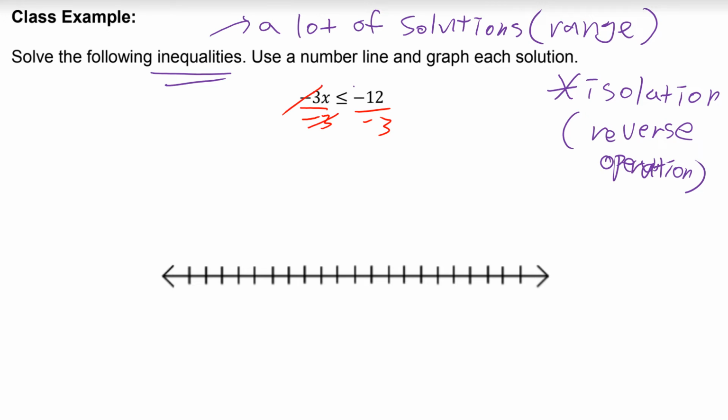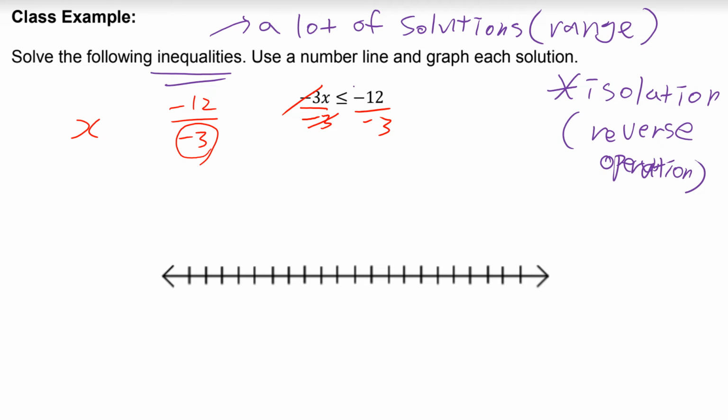Now that means x will be gone. So here's what happened. X, and I'm not going to put any symbols yet, on the left side, and on the right side we have negative 12 divided by negative 3. Did you notice that I included the sign? In this case, divided by negative 3.